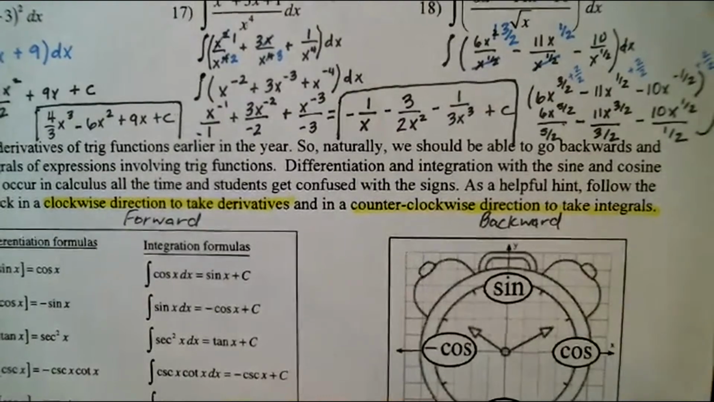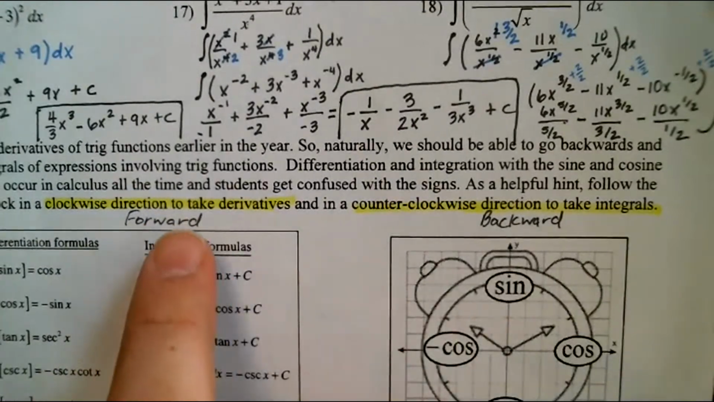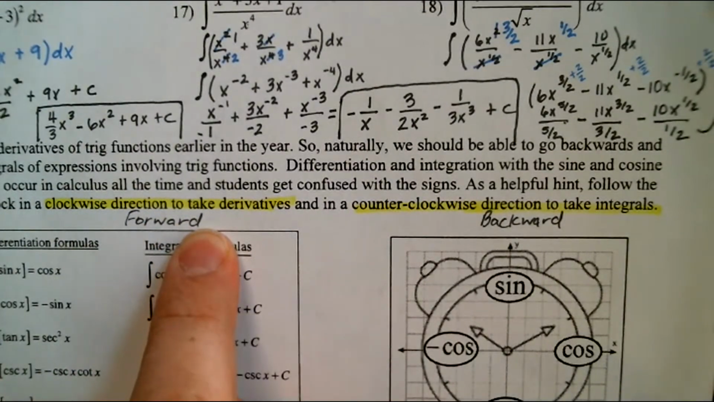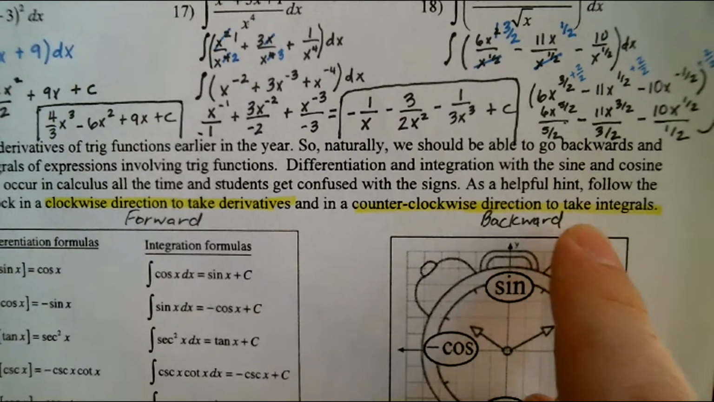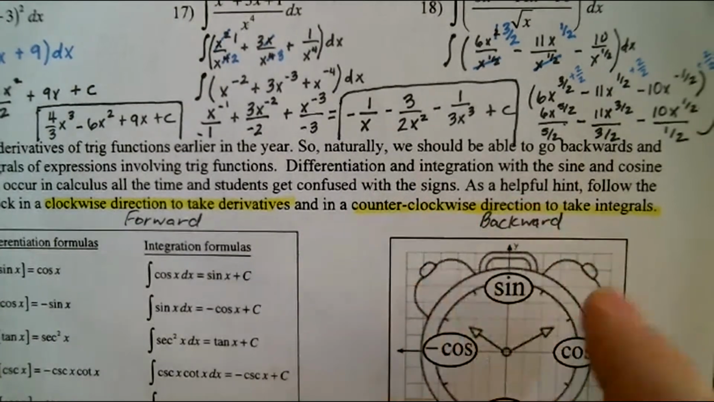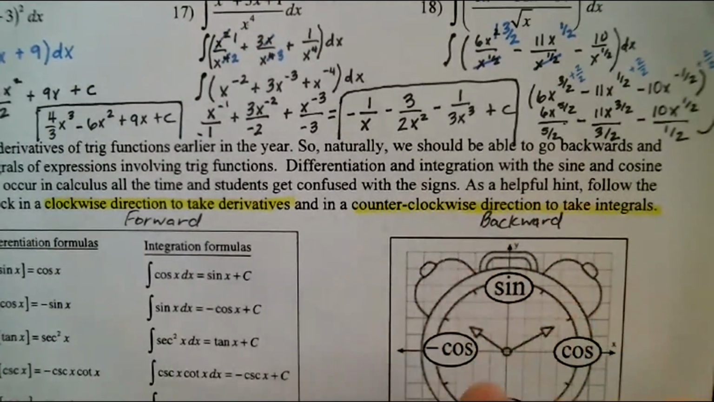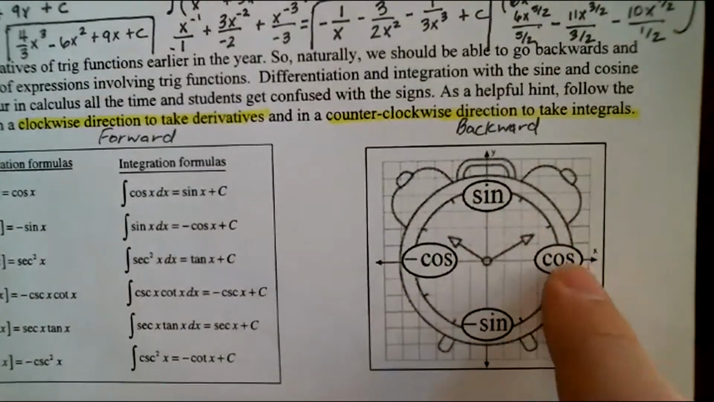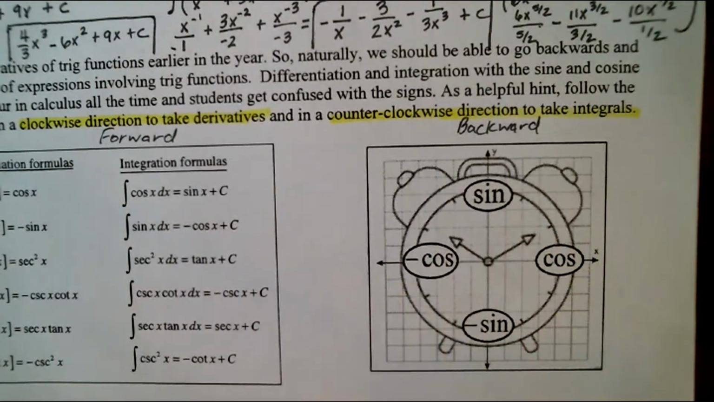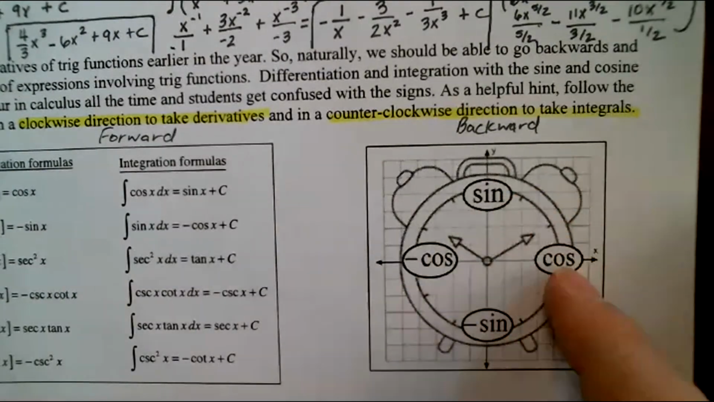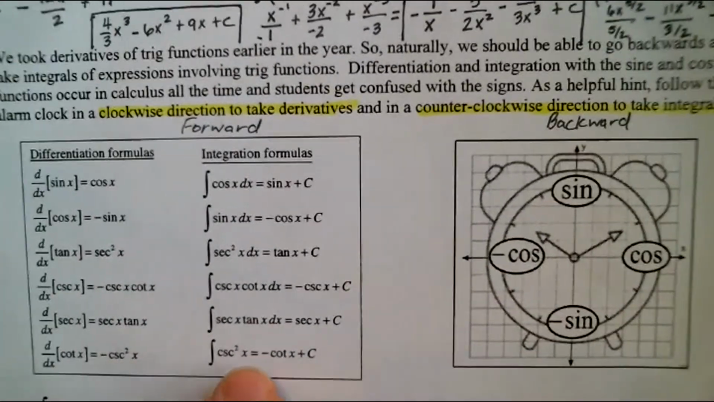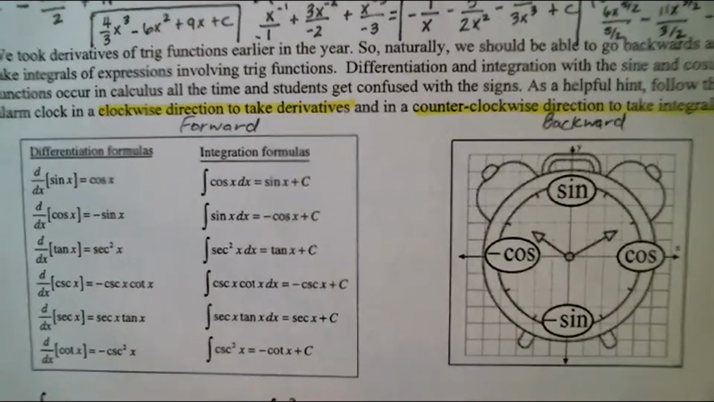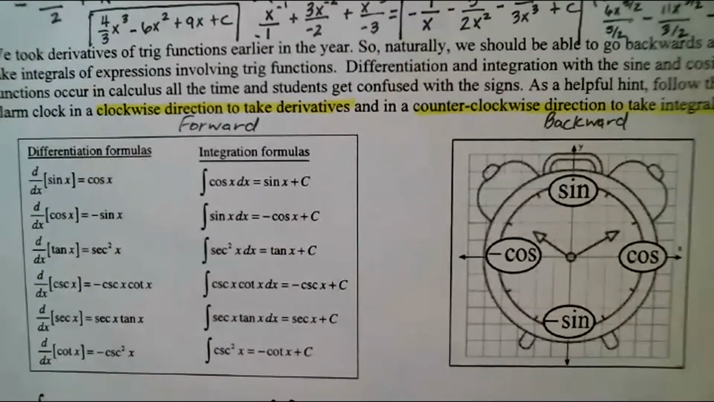Okay, so anyway, taking derivatives is easier. Multiplication's easier, so multiplication goes forward. Division is a little bit harder, so in division you're going backwards, counterclockwise. Integrals are a little bit harder than derivatives. And you've just got to remember sine, cosine, negative sine, negative cosine. So that's an easy way to remember. I've got differentiation formulas and integration formulas here. All right, let's get started.